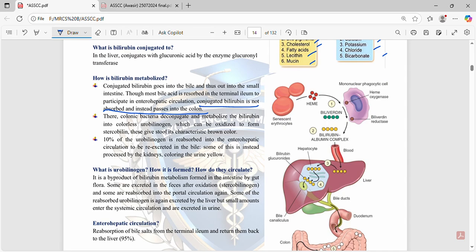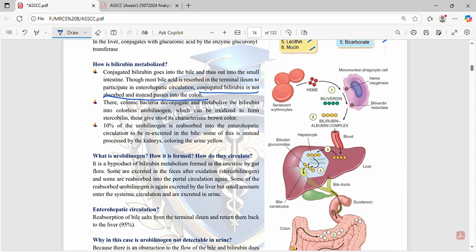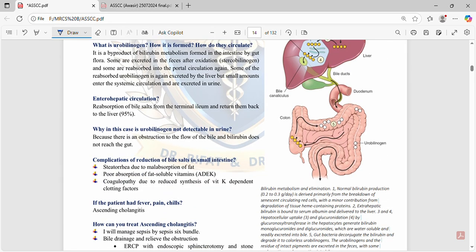What is urobilinogen? How is it formed? How does it circulate? It's a byproduct of bilirubin metabolism formed in the intestine by the gut flora or bacteria. Some is excreted in the feces after oxidation, as stercobilinogen or stercobilin, and some is reabsorbed into the portal circulation again. Some of this reabsorbed urobilinogen is again excreted by the liver, but small amounts enter the systemic circulation and are excreted in urine, also giving the urine its characteristic color.